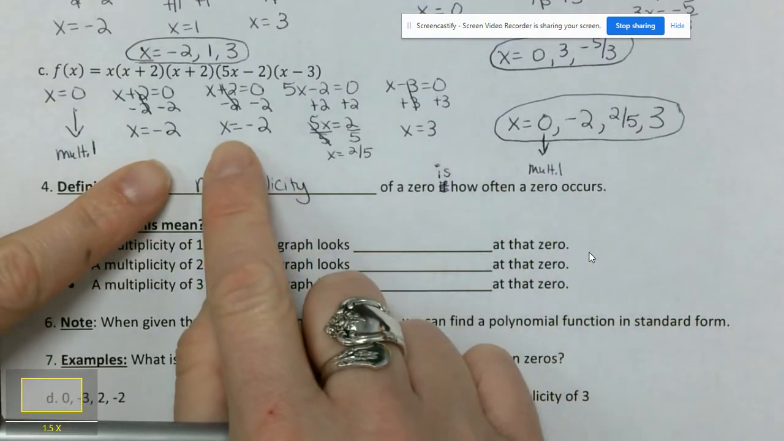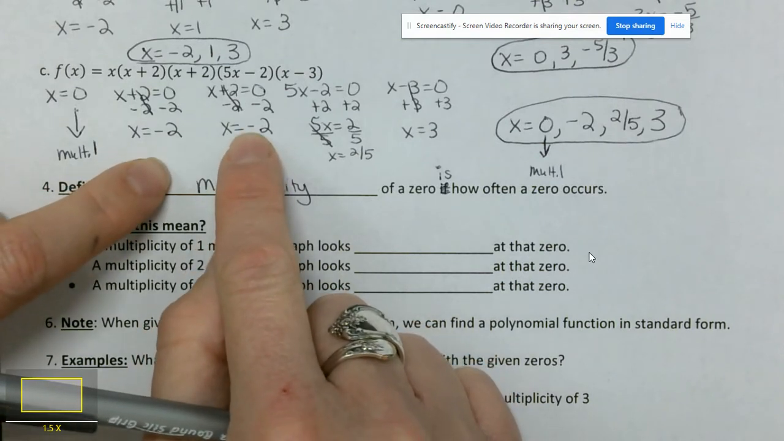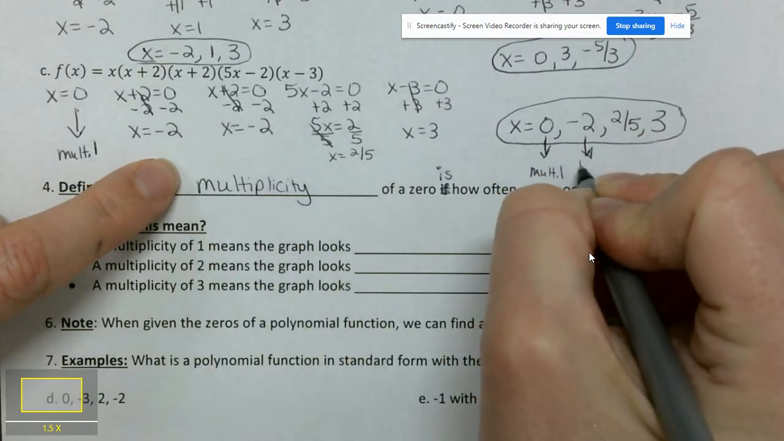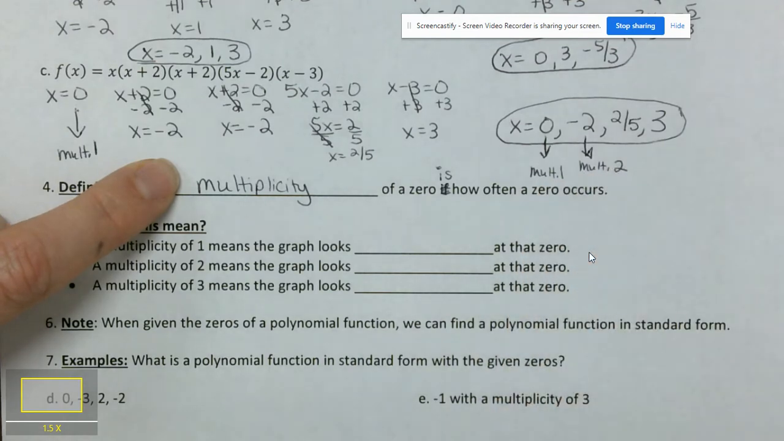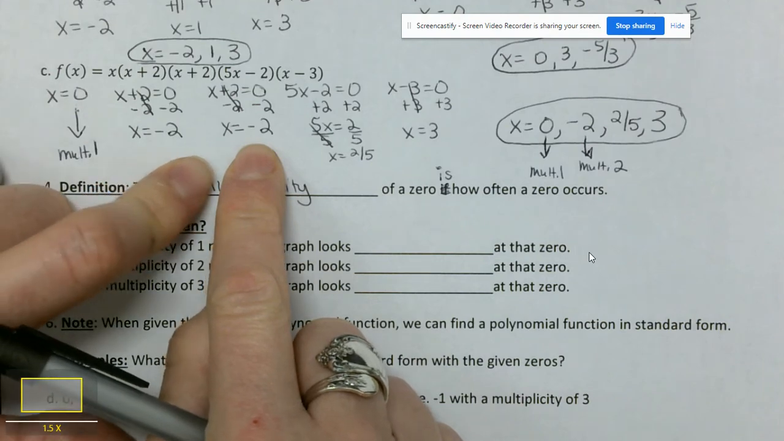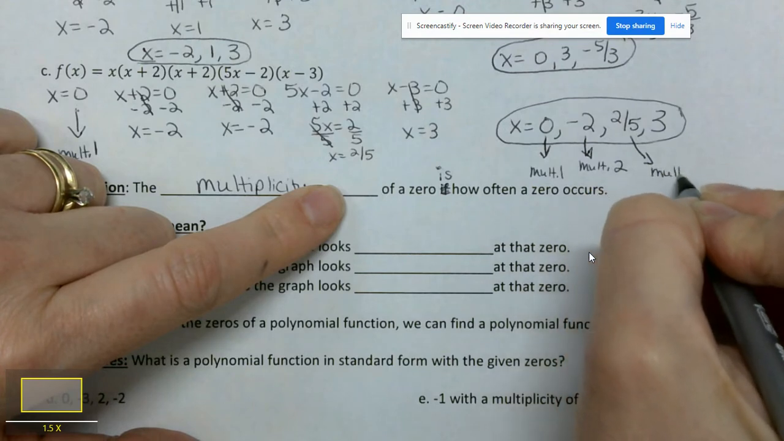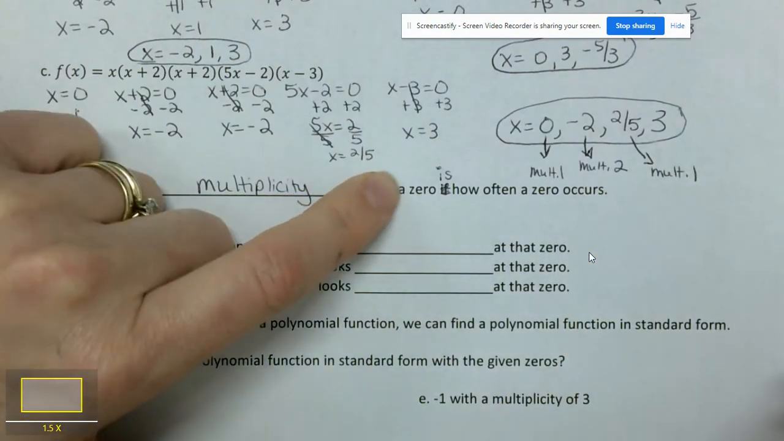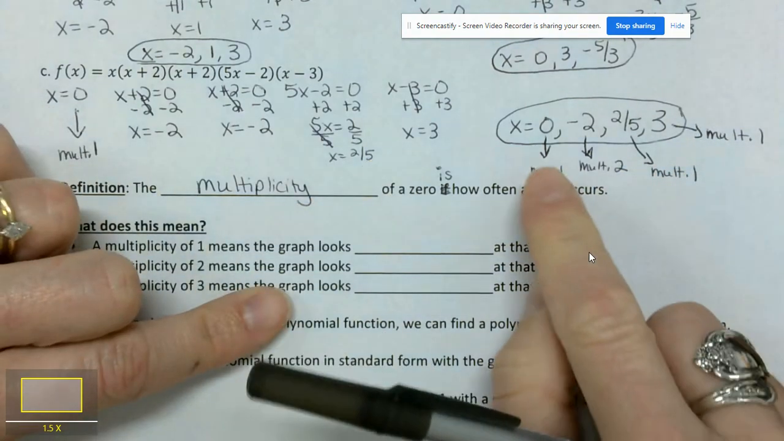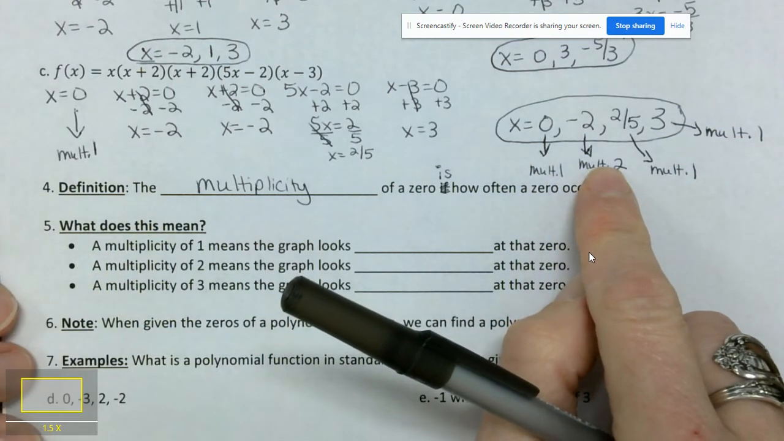Now, I told you in a previous video we'd talk about this one. This -2 came up twice. So what that means is that -2 has a multiplicity of 2. So -2 occurs twice. 2/5, that's only once. So it has a multiplicity of 1. And 3 only appears once. So it also has a multiplicity of 1. So 3 of my zeros have a multiplicity of 1, and one of them has a multiplicity of 2.